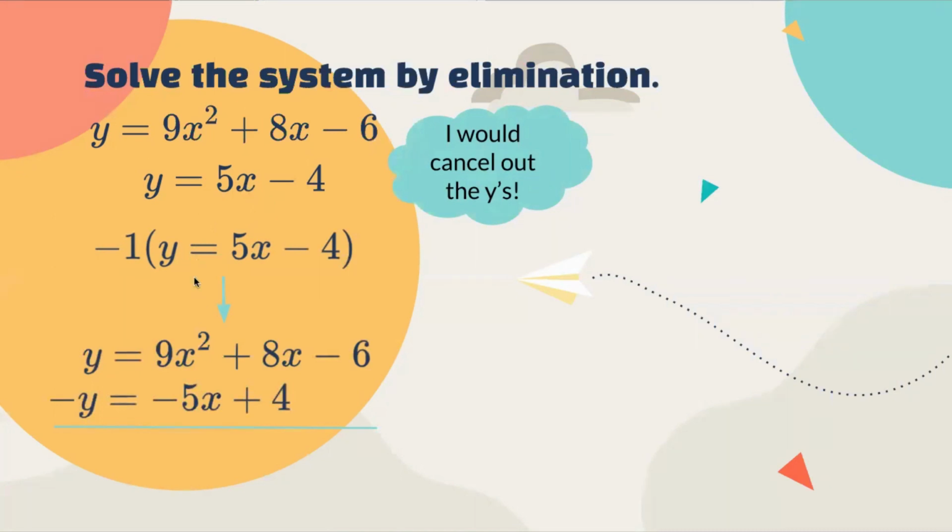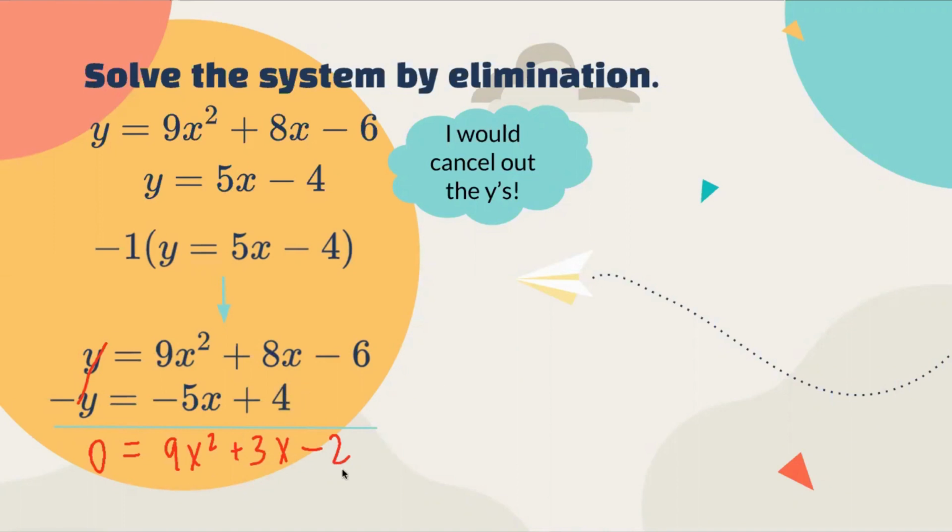Then bring down your other equation, which is y equals 9x squared plus 8x minus 6, and now you can eliminate. Y and -y would cancel each other out, and you can solve for your remaining equation. Since your y's cancel, you would get 0 equals 9x squared, and now you can just combine like terms. 8x minus 5x would give you positive 3x, and -6 plus 4 would give you -2. So your final resulting equation is 9x squared plus 3x minus 2.